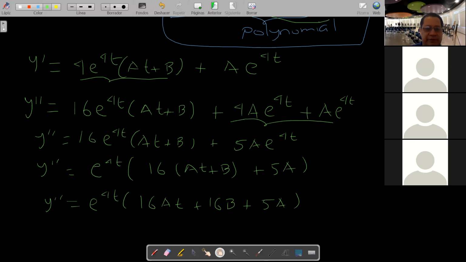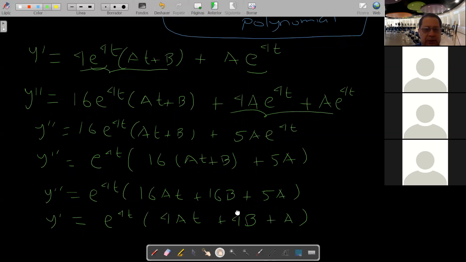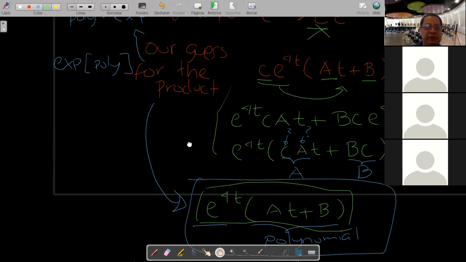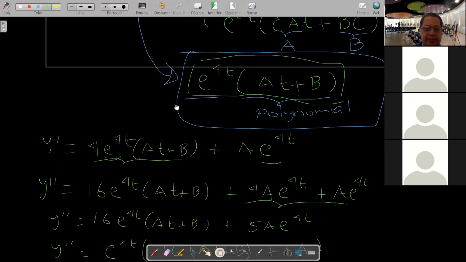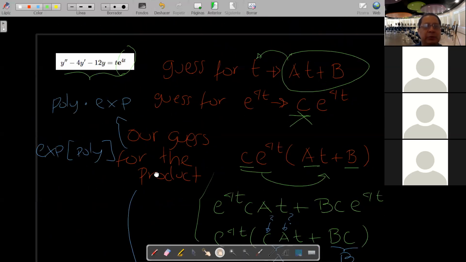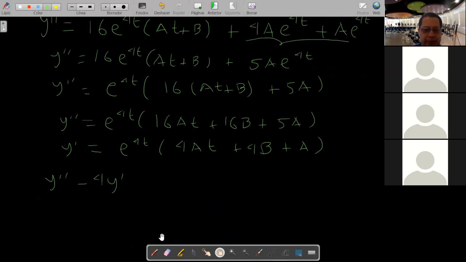Okay, and we can do something similar for y prime. In both terms there is an exponential: 4 times At plus 4 times B plus A. Then we just replace these values in our original equation, which is y double prime minus 4 times y prime minus 12 times y, and that has to be equal to t times e to the 4t.